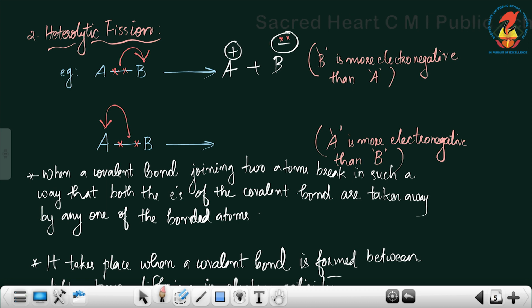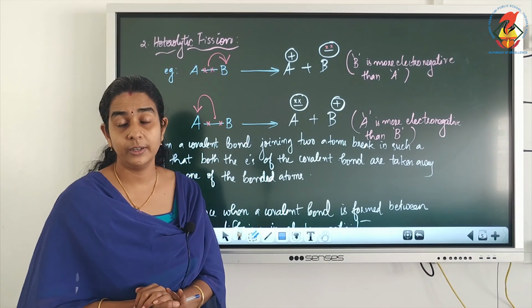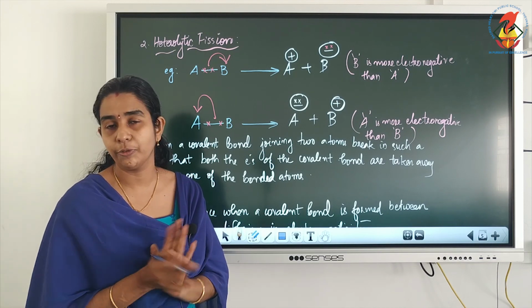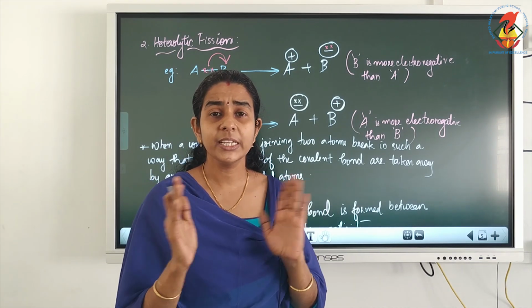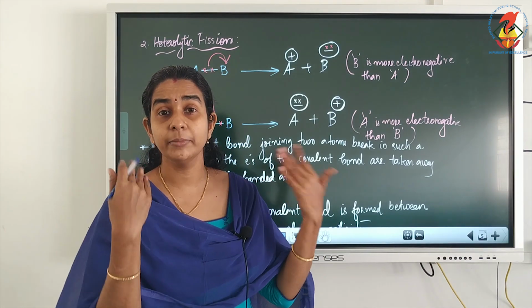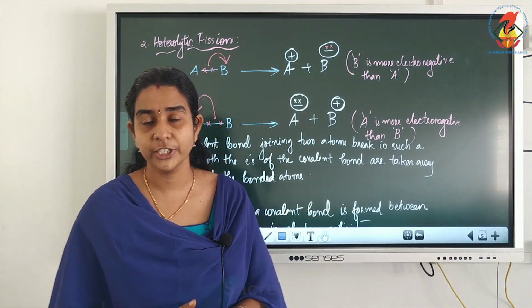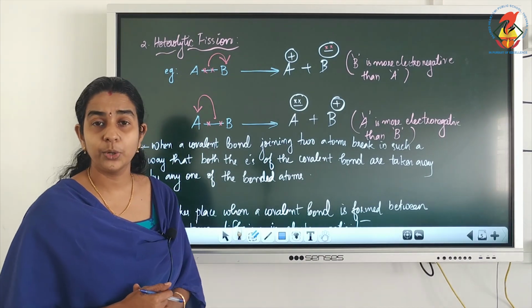And finally here also what will happen? They will be breaking between A and B. Now they are separated. Now A is getting a pair of electrons, which means A is getting a negative charge. So remember once again, negative charge means 2 electrons. And B is losing electrons, that means B is getting a positive charge. This type of fission is known as heterolytic fission. Each atom is not getting the same number of electrons. One atom is gaining and the other atom is losing. So such fission is known as heterolytic fission or heterolytic cleavage.